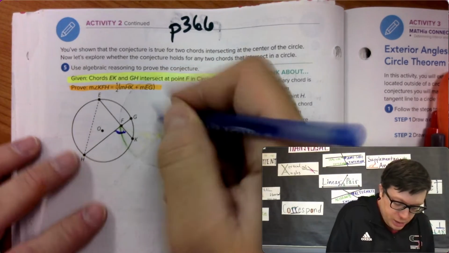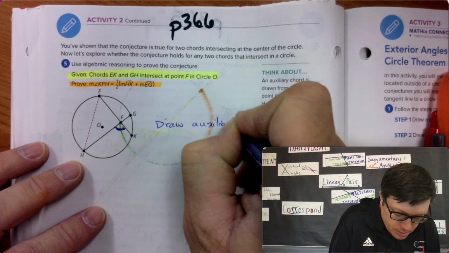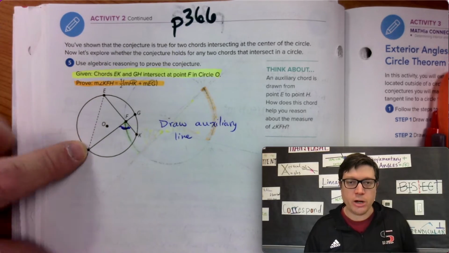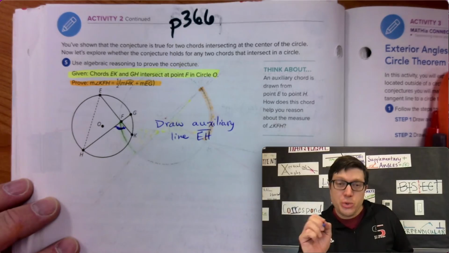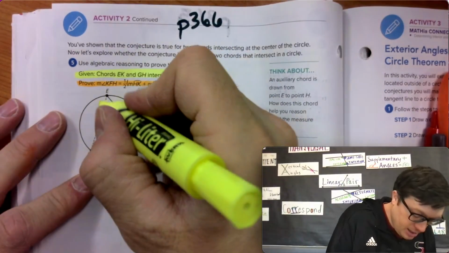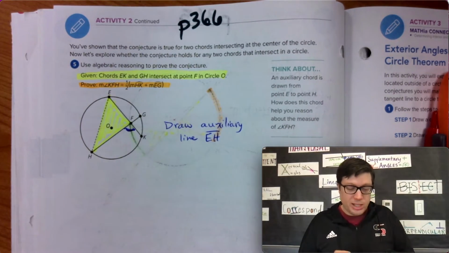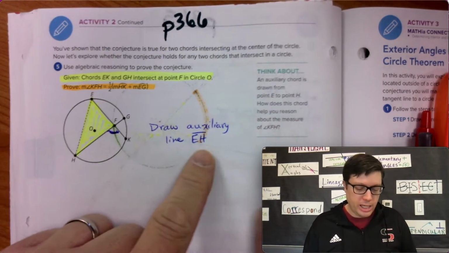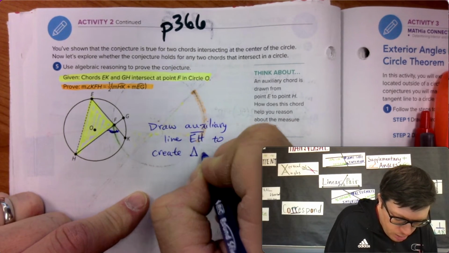Let's draw an auxiliary line. It's mentioned as a highlight right here, the dotted line. Let's draw the auxiliary line EH. When you do that, you end up creating something that we highlighted yellow in the previous examples. It creates this lovely little triangle right here. In our proof, we're just going to launch into it. So we're drawing an auxiliary line EH to create triangle EHF.